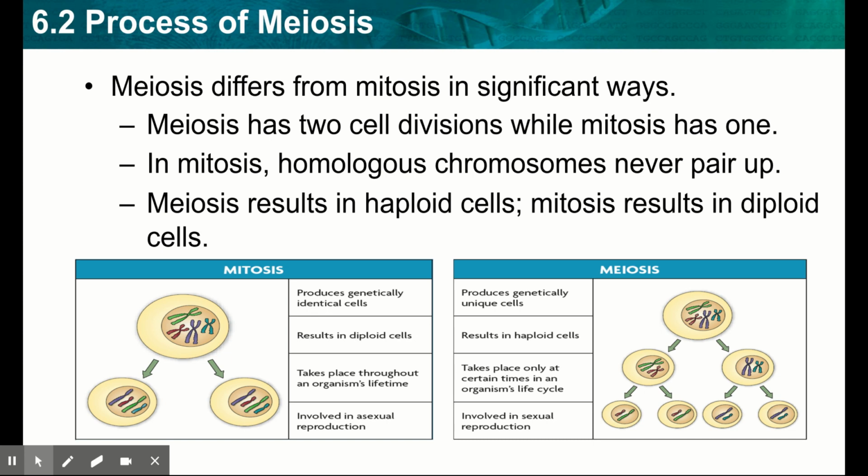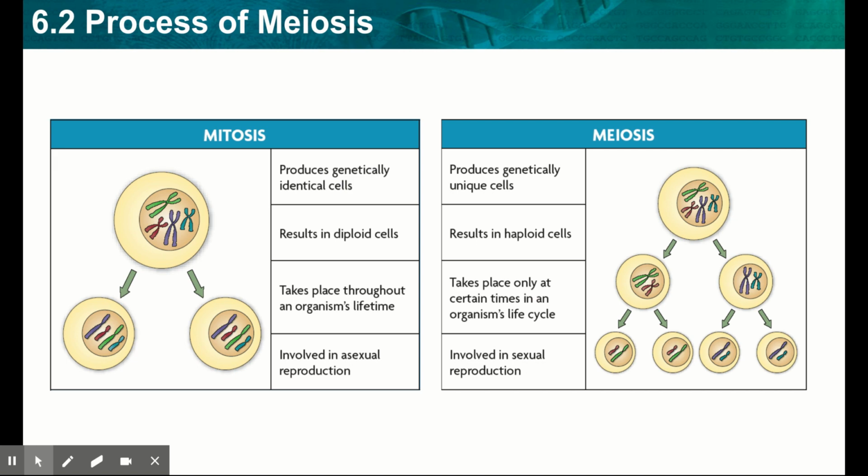So here's the picture that I wanted you to see. It was a little ahead, but there are some differences between mitosis and meiosis. And this is now where you can compare and contrast. If you didn't write these down earlier, please do so. Meiosis has 2 cell divisions where mitosis is only going to have 1. In mitosis, homologous chromosomes are never pairing up. And meiosis is a result of haploid cells, whereas mitosis, your body cells, your somatic cells, is a result of diploid cells. Here is that chart one more time.